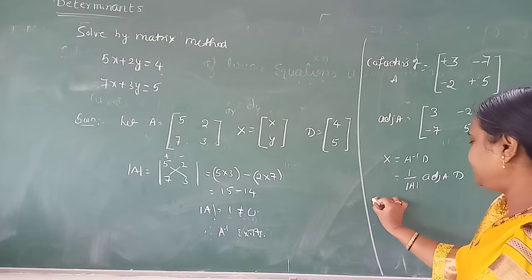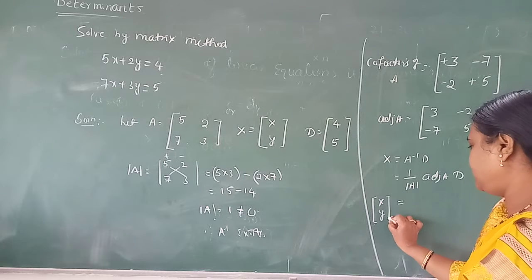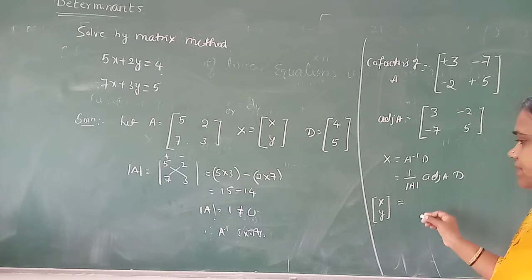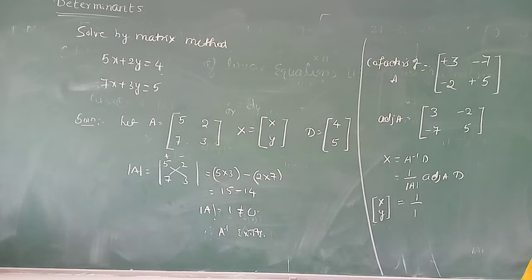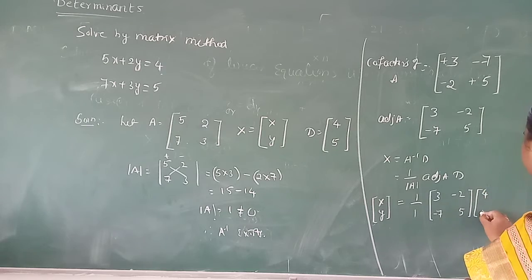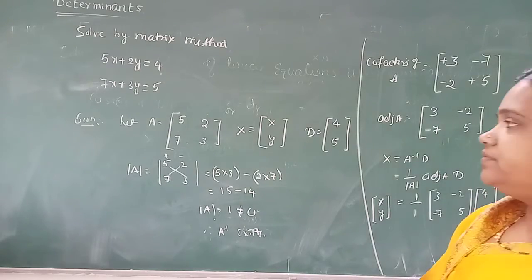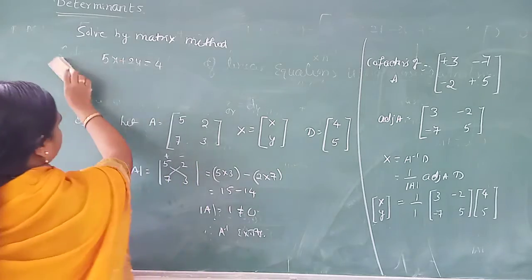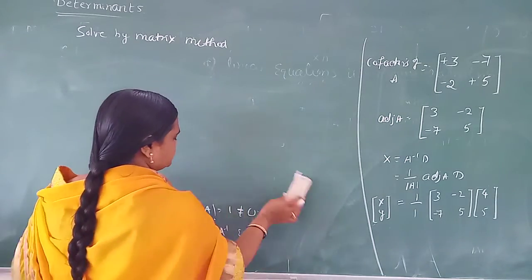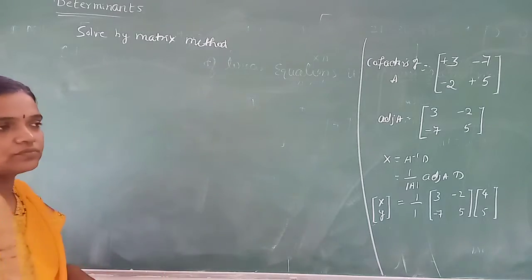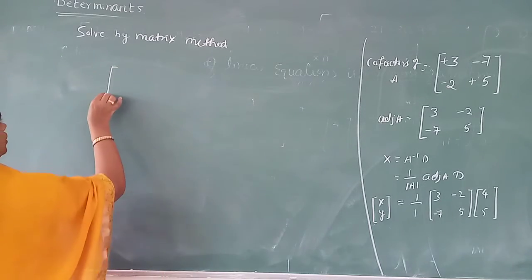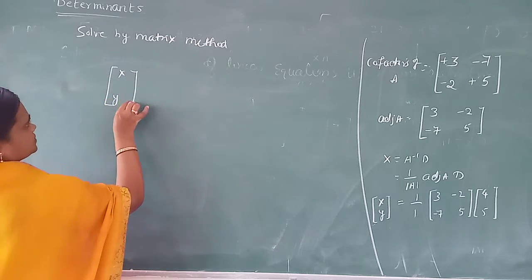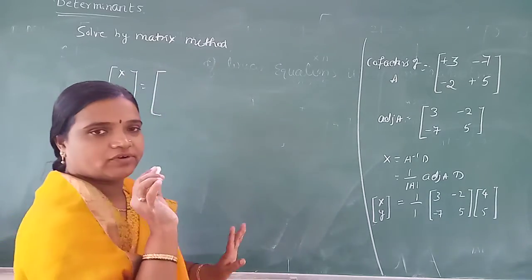Correct. What is our X? X is x1, 1 by determinant A, 1 by 1, and adjoint A: 3, minus 2, minus 7, 5. And D, what is our D? D is 4, 5. Next, x1 is 1 by 1. What is it? 1 only.